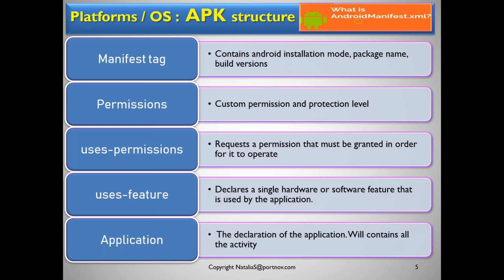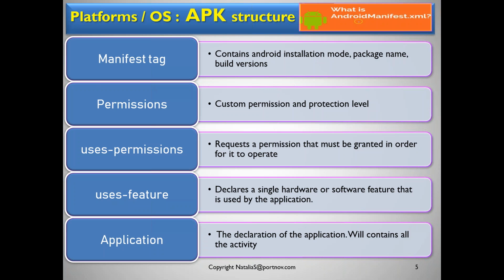There are uses-permission and uses-feature. Uses-permission requests a permission that must be granted in order for the app to operate. Uses-feature declares a single hardware or software feature that is used by the application. An example is the native application from Walmart, which was asking you, may I use the camera for the scan? May I use your microphone? And that is hardware, guys.